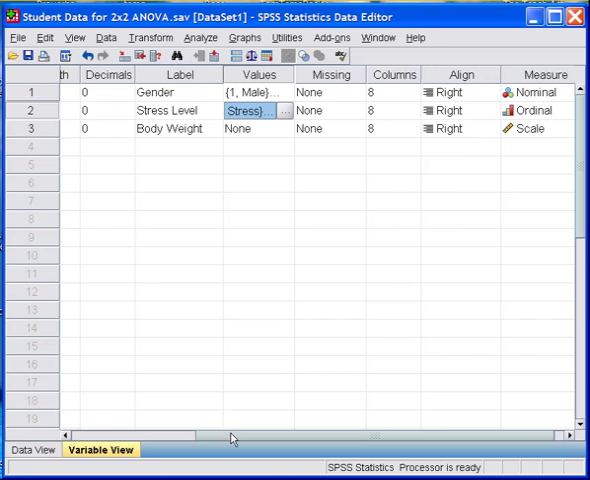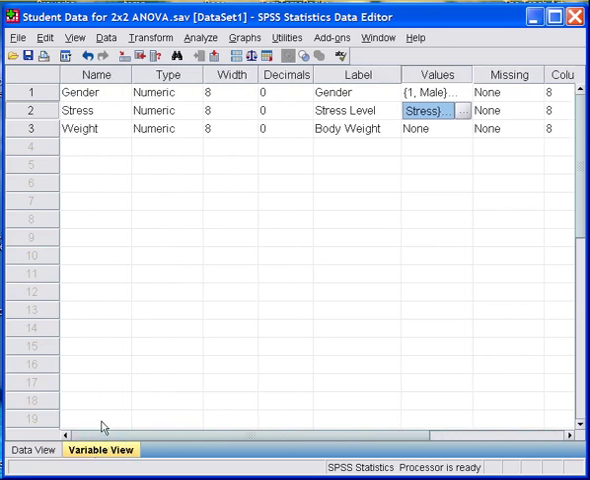In terms of a factorial design, we have two variables, gender and stress, and each variable has two levels: male and female, mid and high level. That makes this a 2 by 2 factorial design.